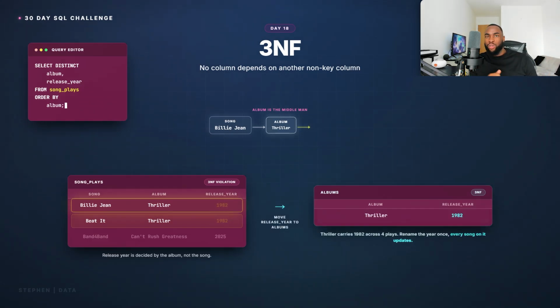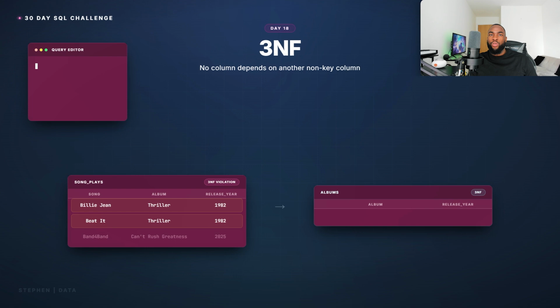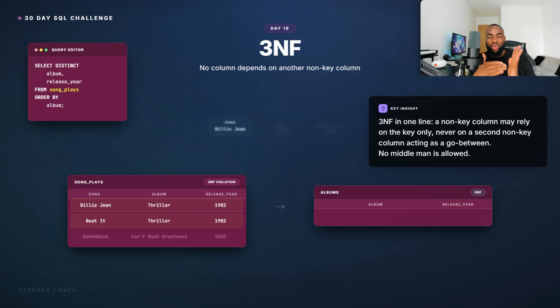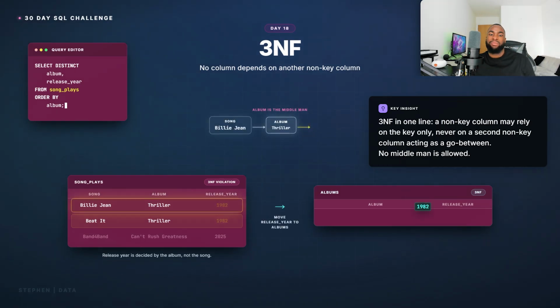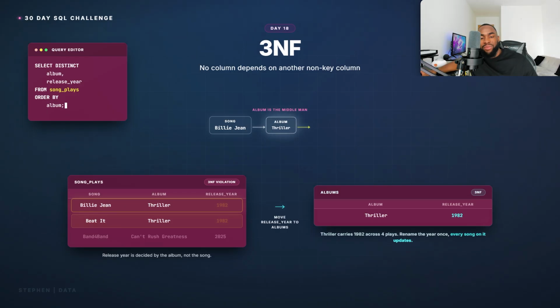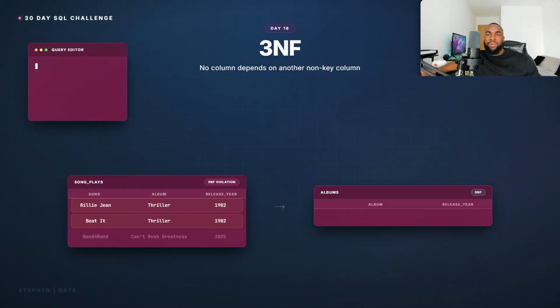So you have to keep pulling columns out until every single one inside the table points straight to the key. You're not allowed any middleman field sitting in between them. None are allowed. For this one, there is a piece of jargon that we use.